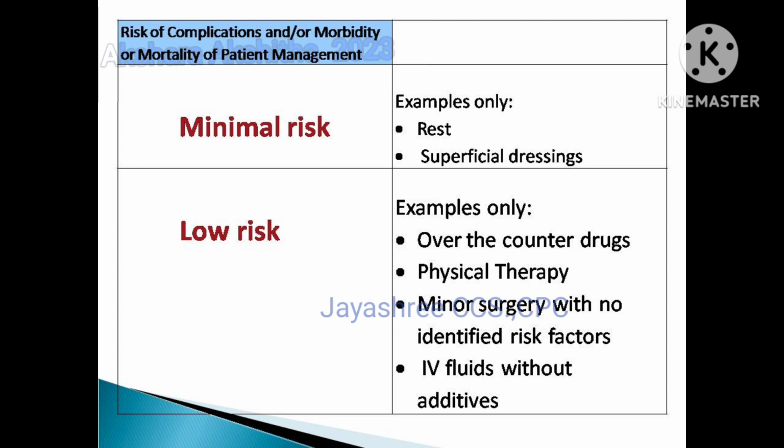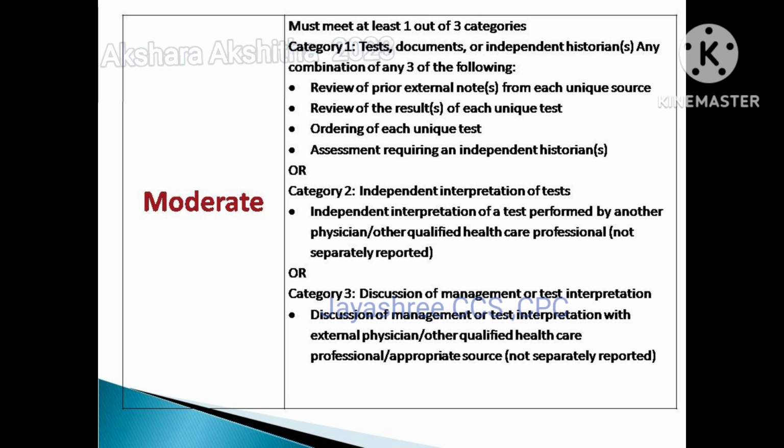Okay, next is moderate. I will give you a few examples. Prescription drug management. What is prescription? The word itself tells you: the doctor has to prescribe the medications. If the patient is taking prescribed medication, then that is considered moderate. If without prescription the patient goes to the pharmacy and takes their own tablet, that is OTC drugs, low risk. If the patient is taking any medication prescribed by the physician, that is prescription drug management, and that point will be considered as moderate.